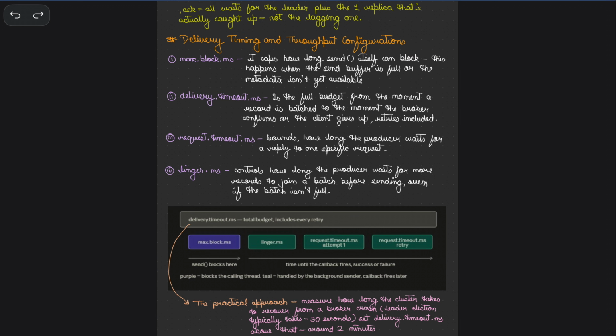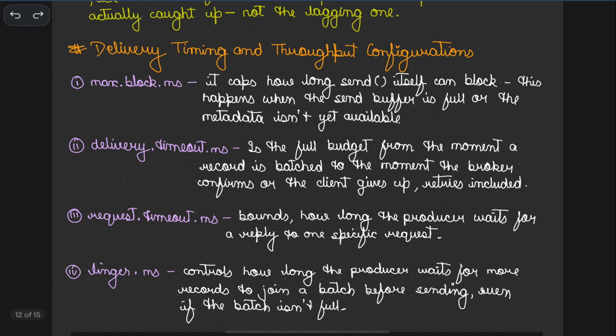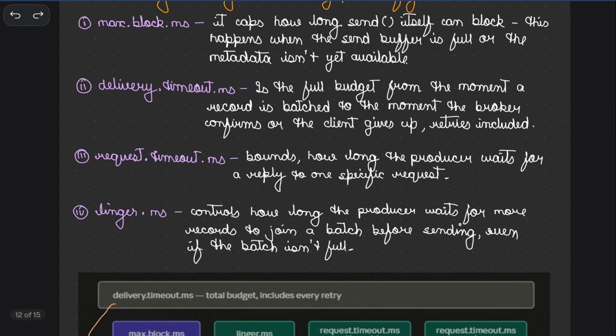Now let's see some of the delivery timings and throughput configurations that we have in Kafka. The first config is max.block.ms. It caps how long send itself can block. This happens when the send buffer is full or the metadata isn't yet available. What is the point of having this configuration? Let's say we are invoking the send method, but the send buffer is full and the metadata is not yet available. Do we need to wait infinitely for the send to get executed? No. With this configuration, we decide how many milliseconds we need to wait for the send to get executed. If it does not get executed, we'll leave it. That is the whole point of having max.block.ms.